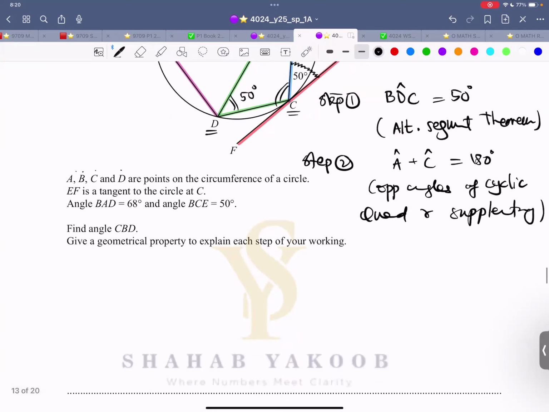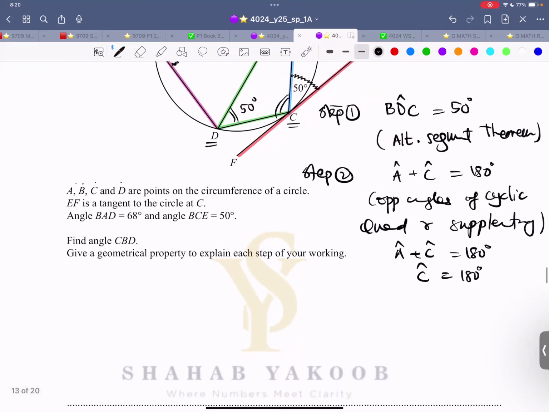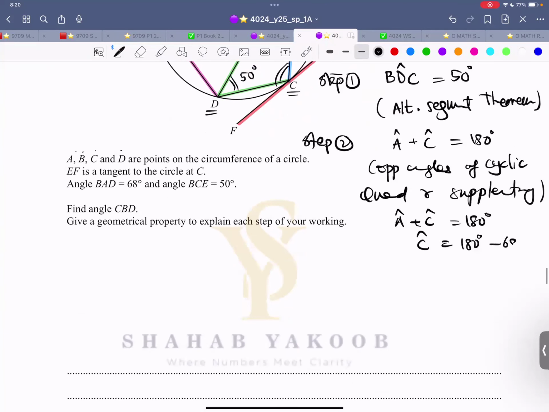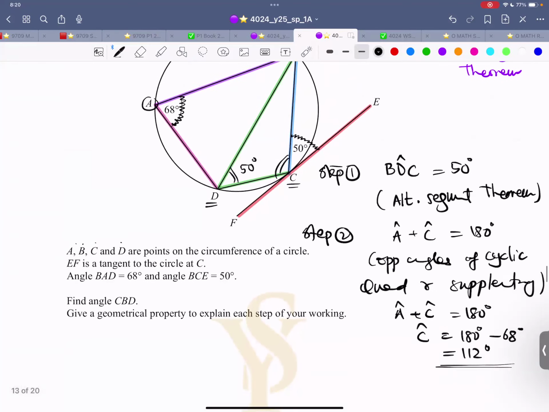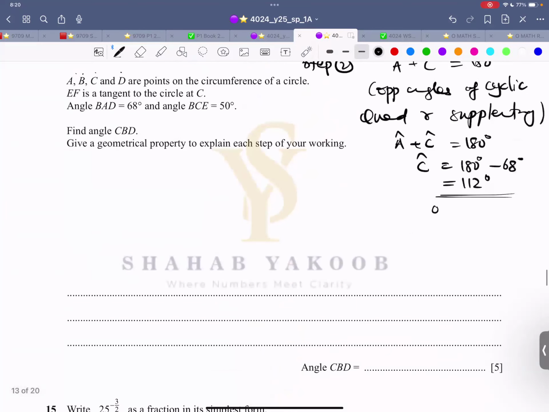So therefore, A plus C is 180 degrees. Therefore, C is 180 minus A. How much is A? 68. 180 minus 70 is 110. Add 2 to it. So that is 112 degrees. That is angle C. Angle C means BCD. Or you can even write this as BCD is equal to 112 degrees.